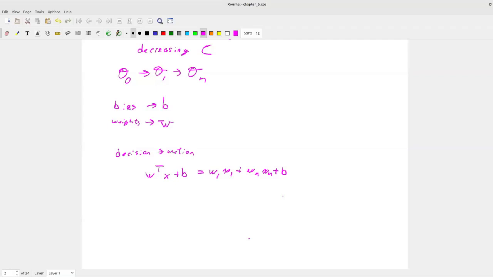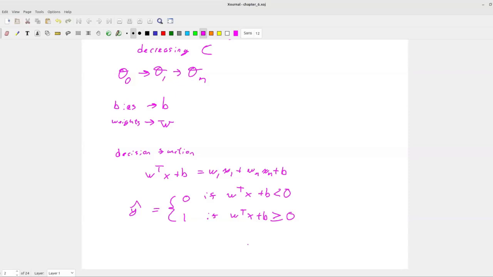Another way to write that is y hat is equal to 0 if W transpose x plus b is less than 0, and 1 if W transpose x plus b is greater than or equal to 0. Right? So we're just doing binary classification here.